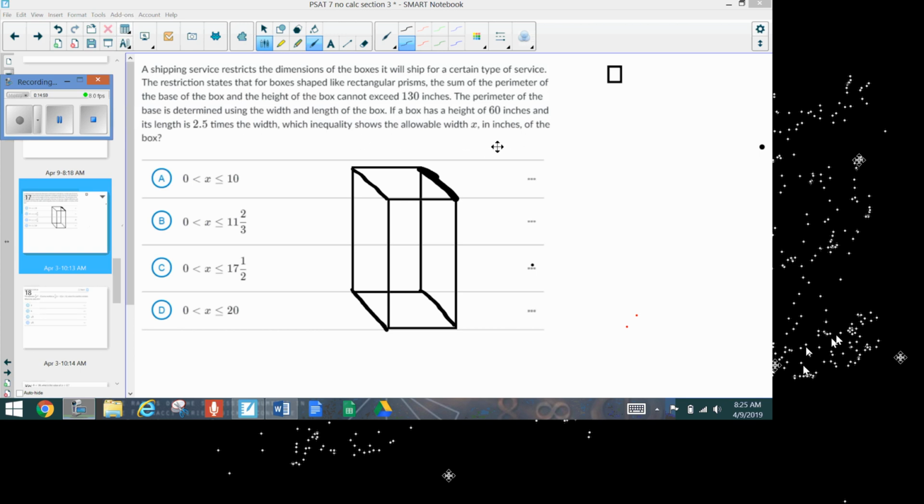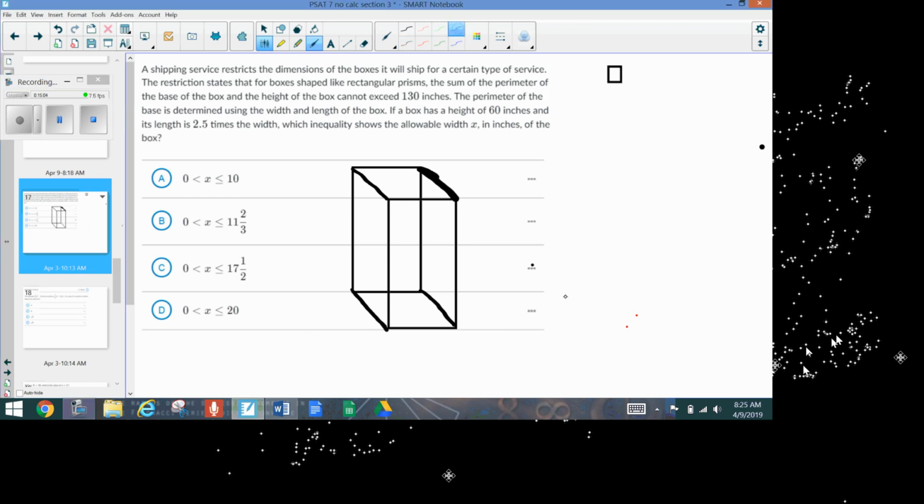Okay, we know that. If a box has a height of 60 inches, and its length is 2.5 times the width, if I call this one x, this is supposed to be longer actually, but let's assume that it's 2.5 times. Is there any question so far? No, sir. If this one is 1 unit, this is 2.5 units.